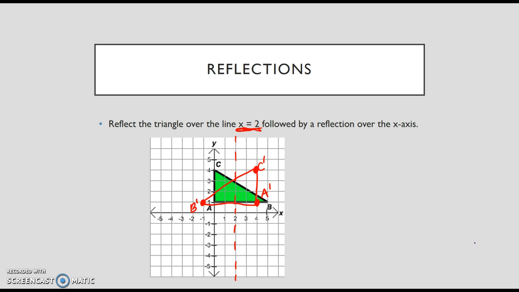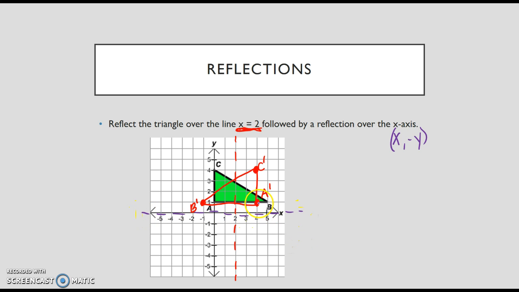All right, the next thing I want to do is reflect my A, B, C prime over the x-axis. Okay, the x-axis is the horizontal one. You've got the rule for the x-axis where x stays the same, y changes. But if you're just looking at your graph, you might as well count. The x-axis is another horizontal line.